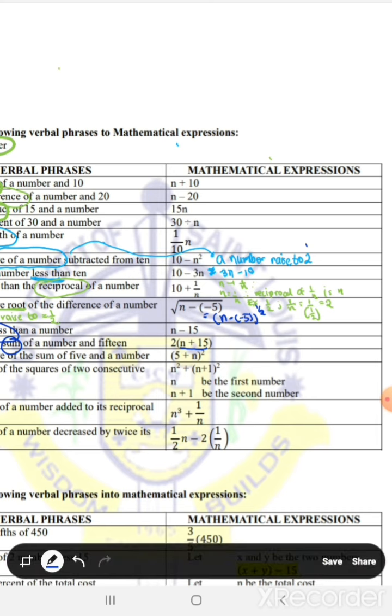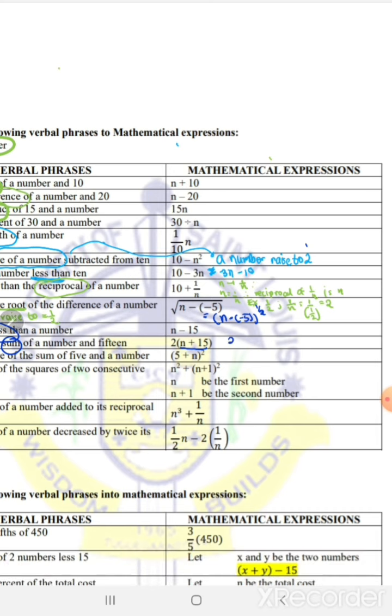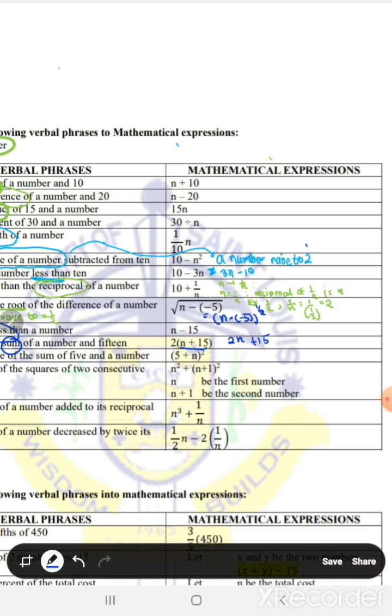How about if there will be no parenthesis? Let's just say 2n plus 15. Do you think it would be the same? The answer is no. This is wrong.